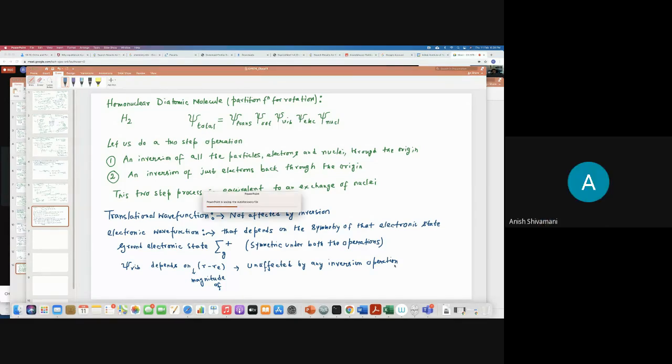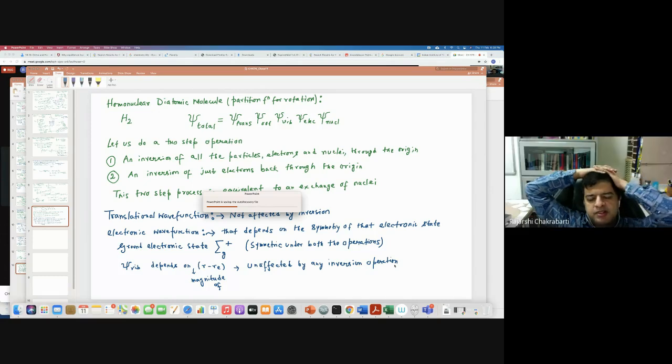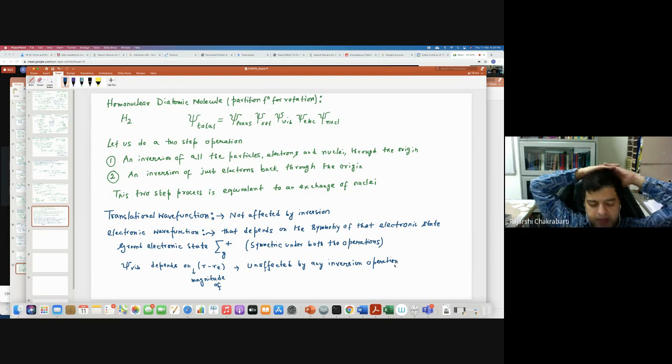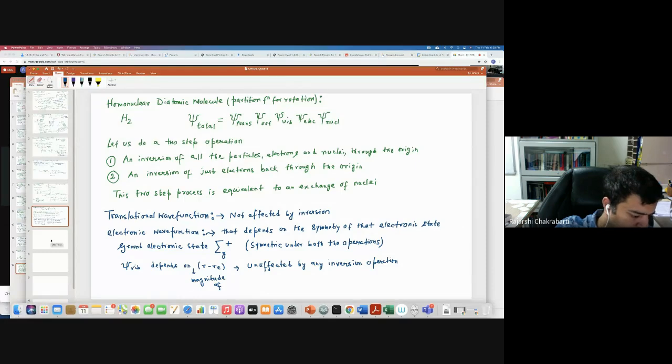What is replacing this X building in X? This operation, does it affect the vibration? Because I am not doing anything with the vibration, isn't it? I am not doing anything with the vibration. I will do the operation when I go to the rotation. Okay.